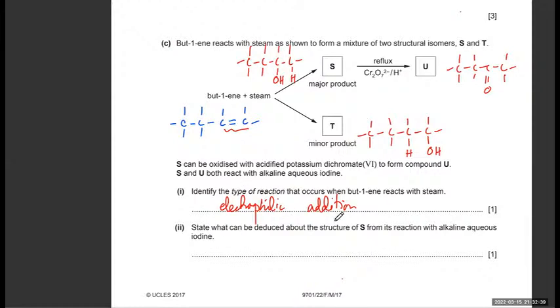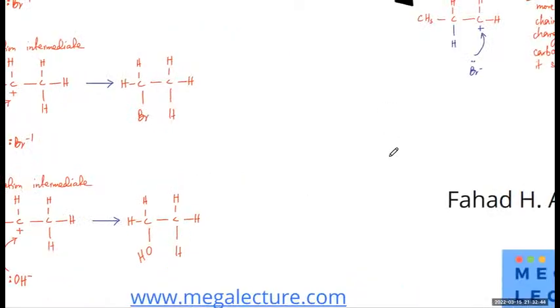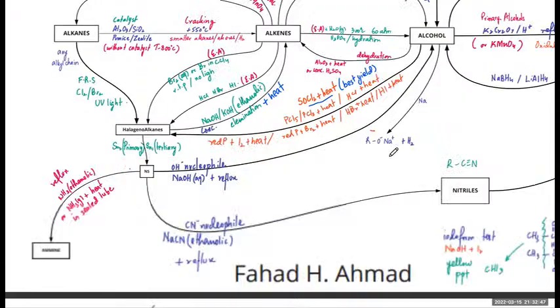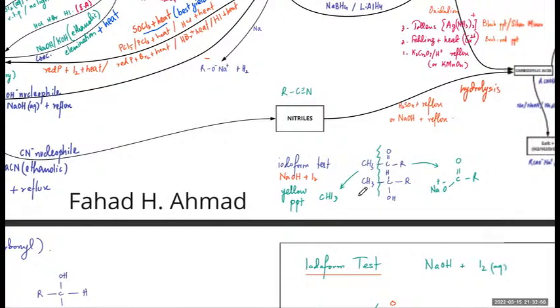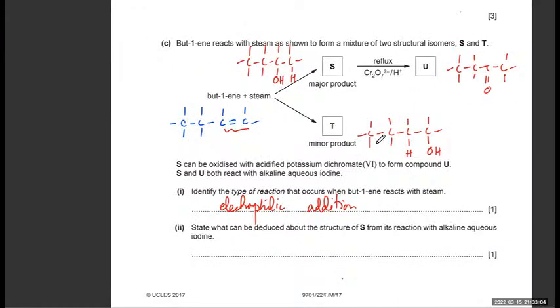As stated, what can be deduced about the structure of S from its reaction with alkaline aqueous iodine? So what is alkaline aqueous iodine? It's the iodoform test. It identifies these two structures. So it says this is alkaline aqueous iodine: a yellow precipitate with CH3 next to C=O or CH3 next to CHOH. So is any of these structures present in the structure of S? So is there a CH3? So there is a CH3 which is next to CHOH. Clear?